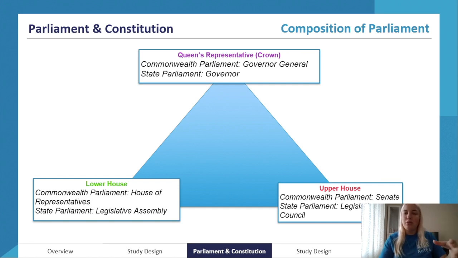Now, they do by law have the ability to reject bills and not sign them, so they wouldn't become actual acts. However, this generally never happens. This really is a formal step. It has almost never happened where royal assent was not granted to a bill. The Queen's representative or the Crown at Commonwealth Parliament level is the Governor General, and at State Parliament level, this is the Governor. Don't confuse these terms, they are very similar. These are things that you'll have to remember.